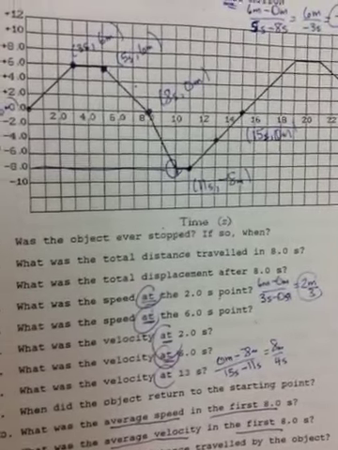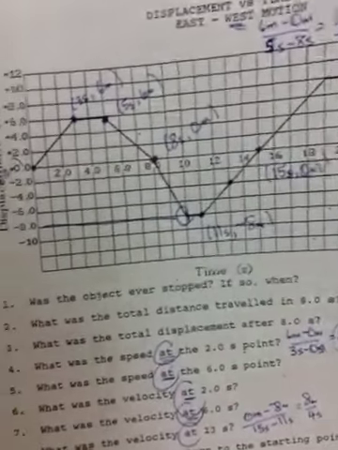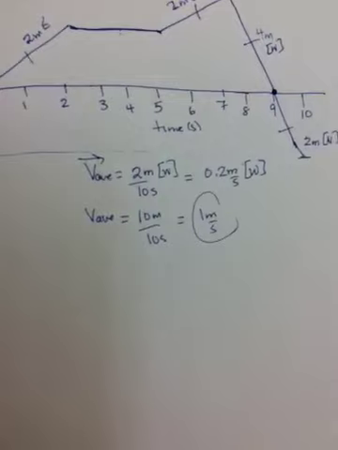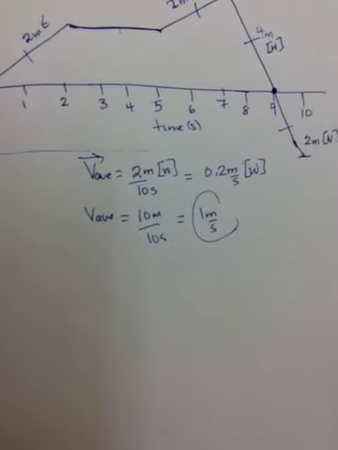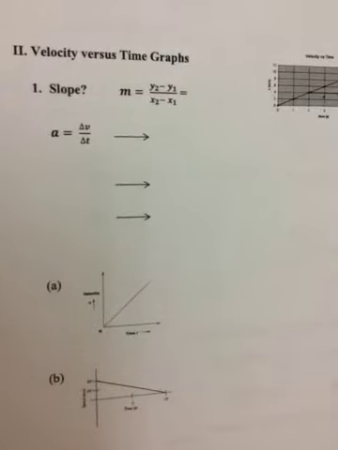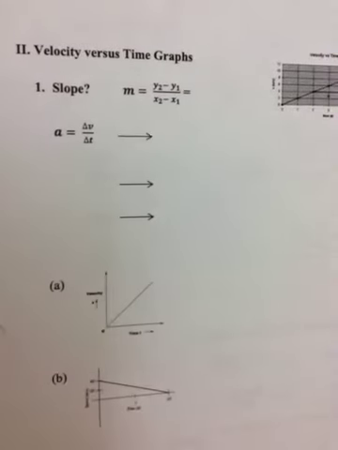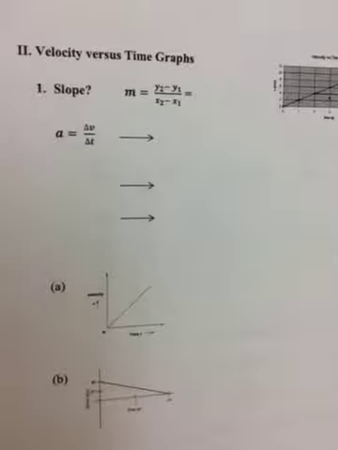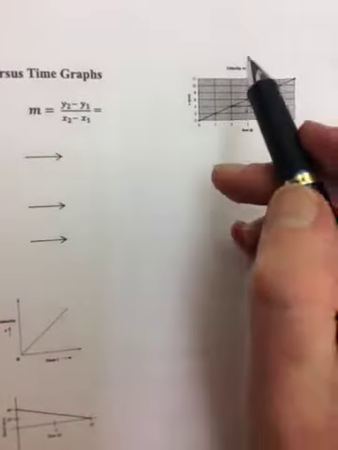So there will be more practice, I promise. But for right now, we're going to take a look at velocity versus time graphs. So you also have this sheet, okay? Velocity versus time. So what's the slope of a velocity versus time graph?